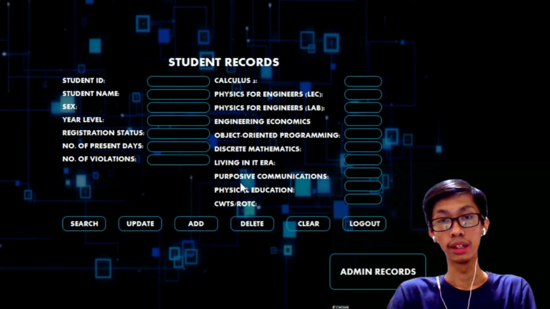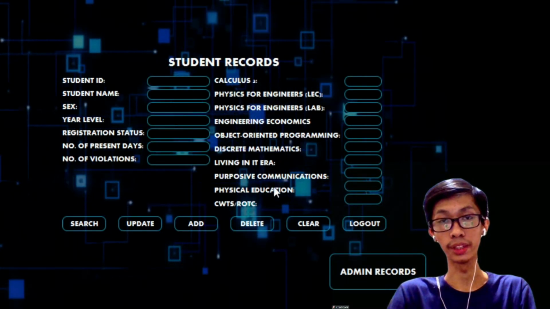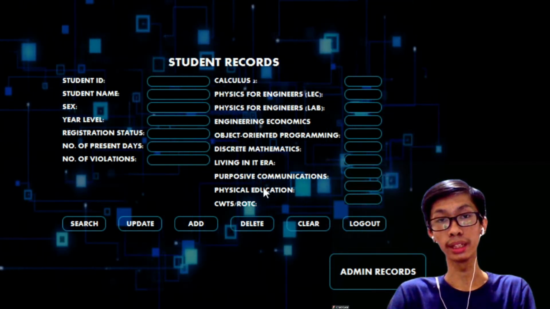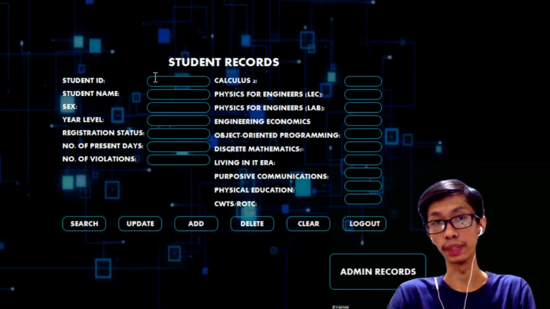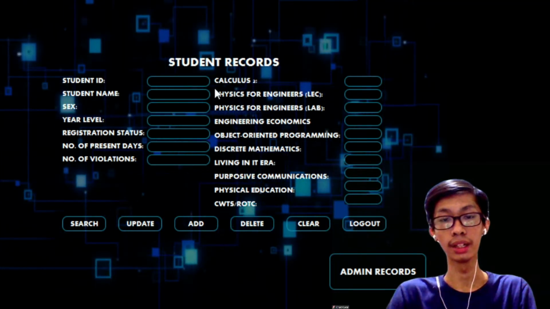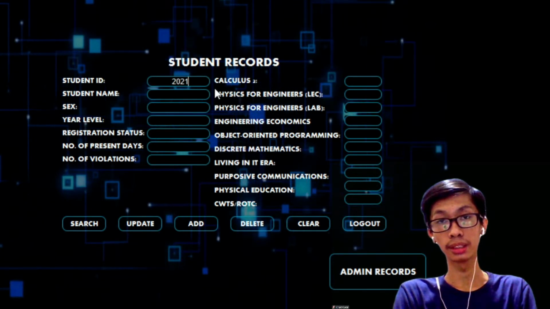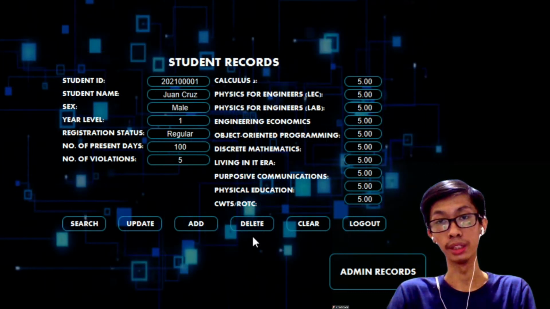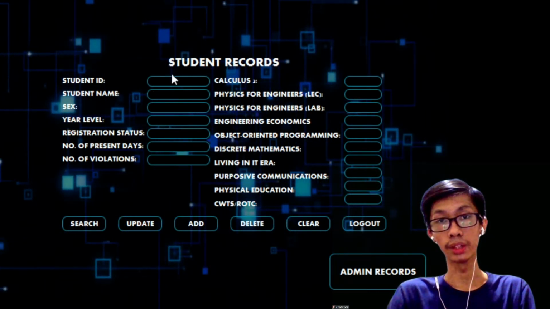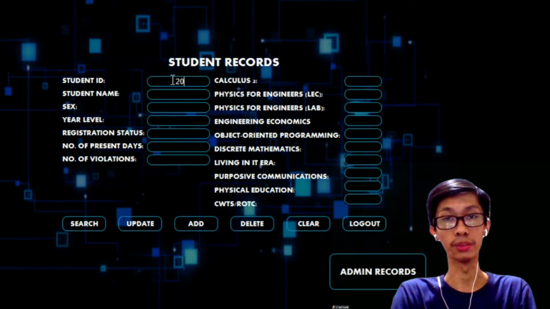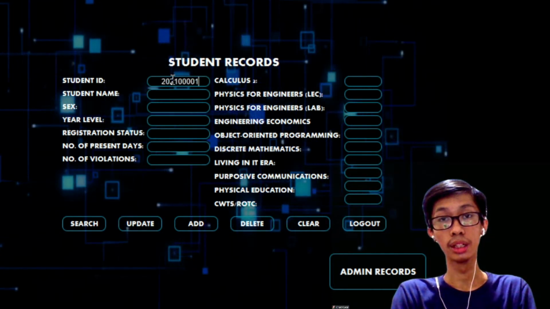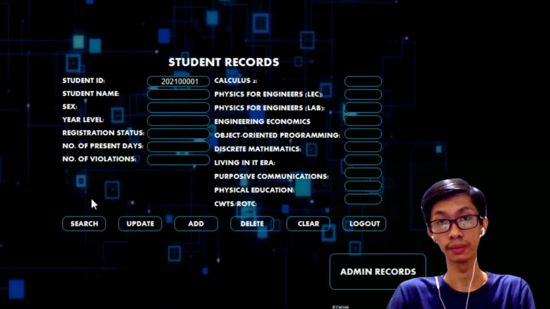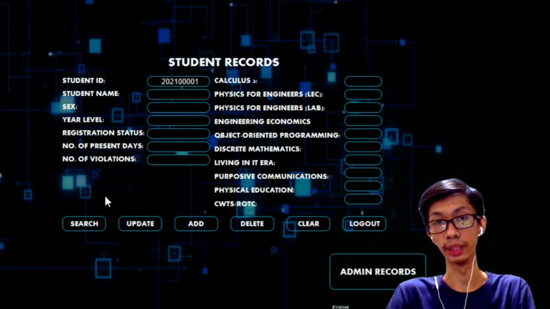Login successful. Now there's also a delete feature which allows the admin to delete all of the records of a specific student. For example, let's try to delete Juan Cruz's records. 001, search, let's try to delete it. Delete successful. So now if we try to search for his records, we will no longer be able to find it since it was removed from the database.